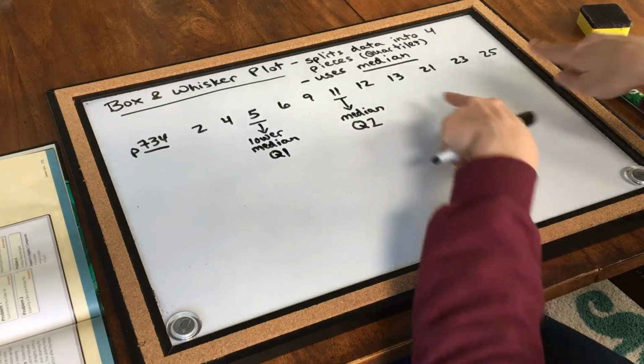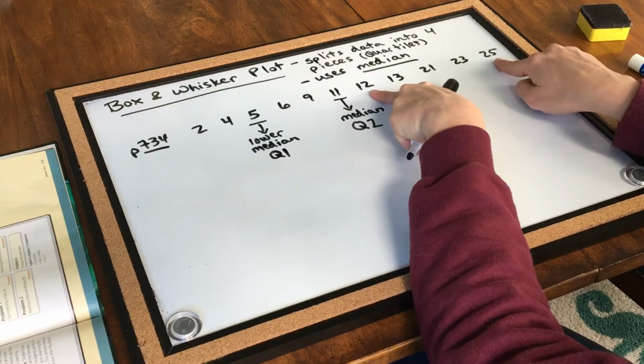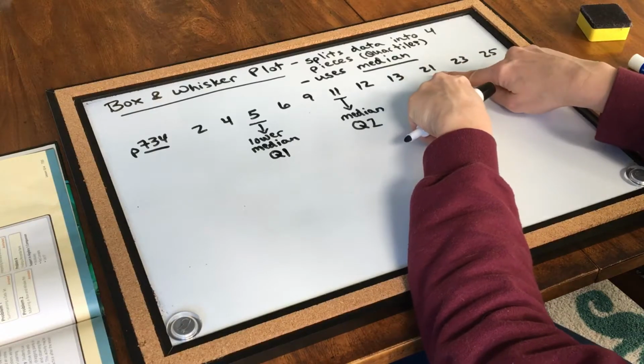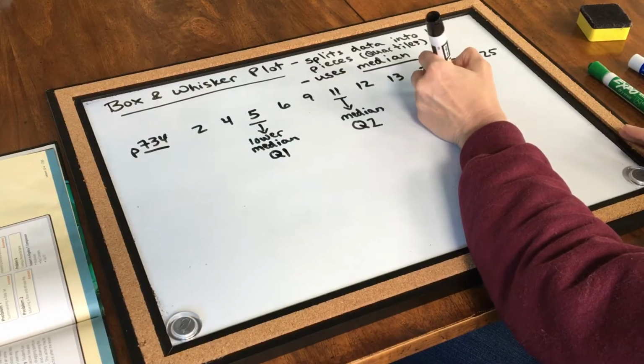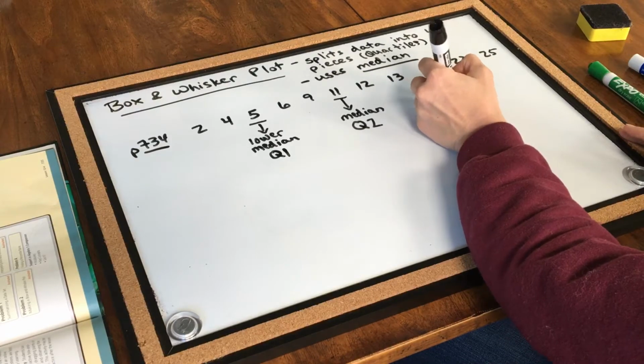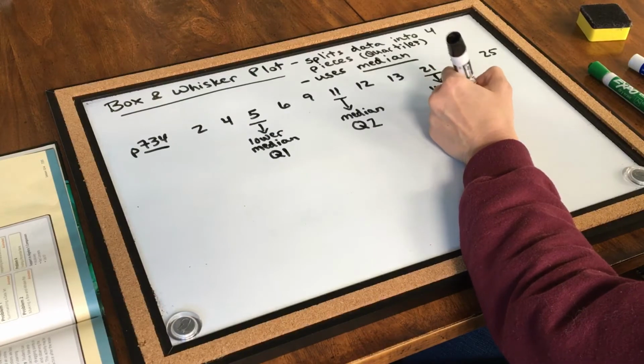Okay, next I'm going to do the upper median. So I'm going to go to the side of my median, and I'm going to find the median of this data. That is 21. So this is my upper median, and this is going to be quartile 3.